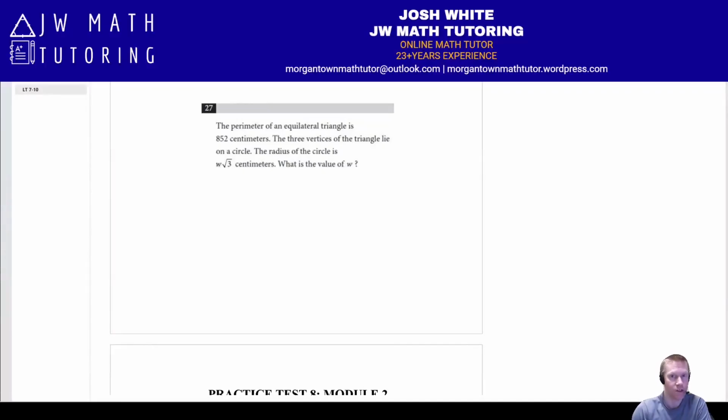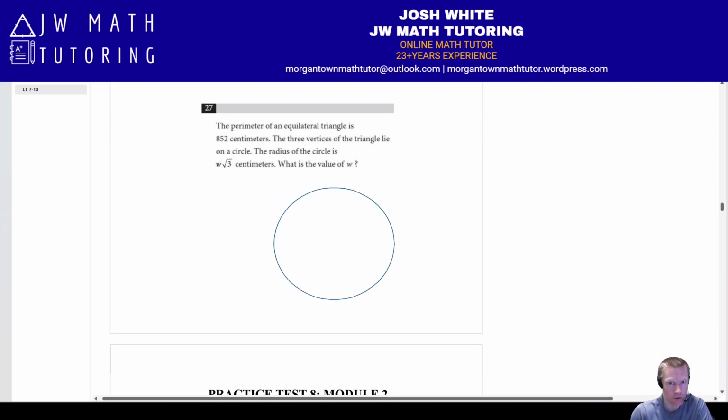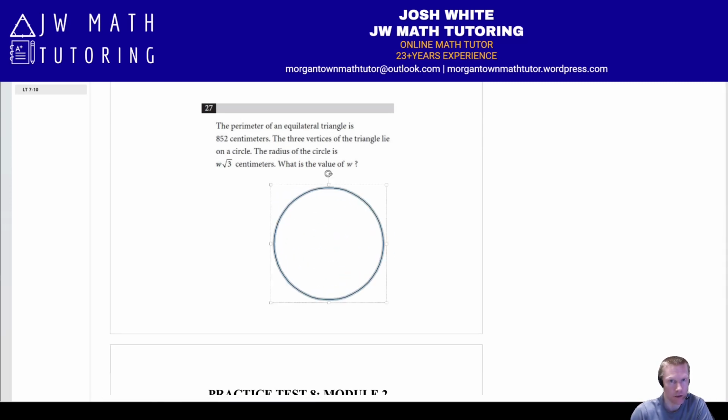Next up, question number 27. This is the last unique problem from Module 1 of this linear paper practice test 8. We have an equilateral triangle basically inside a circle. So let's say we get a circle that looks something like this. Let's see if I can get an equilateral triangle.